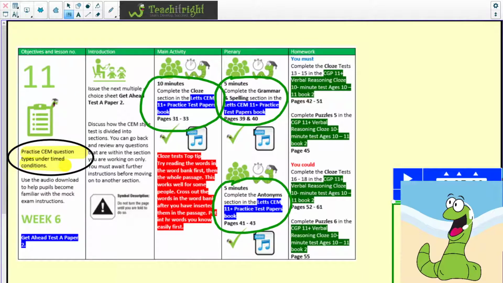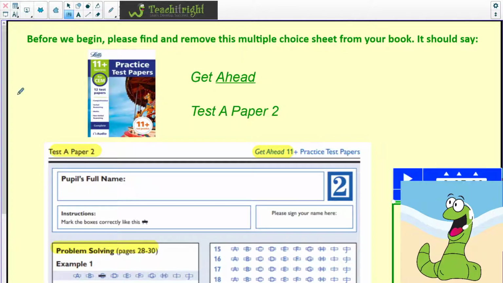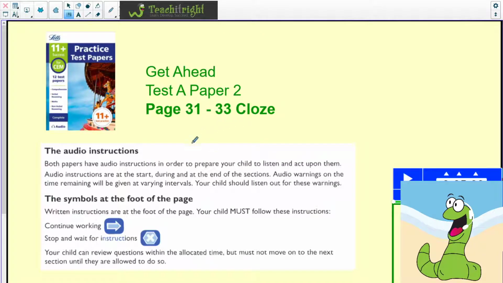Right, let's go and have a little look at the multiple choice sheet that we're going to need. So we are in the Get Ahead book. It's important that you are on Test A Paper 2, and you're going to need to make sure that the first section is actually problem solving. We're not starting on that one. You're going to need to find the close part of the multiple choice sheet, which we'll show you in a moment. Also, really good idea to listen to the audio as you're doing these. You can download these off the Let's website, but also do recognise the symbols that you've got as well.